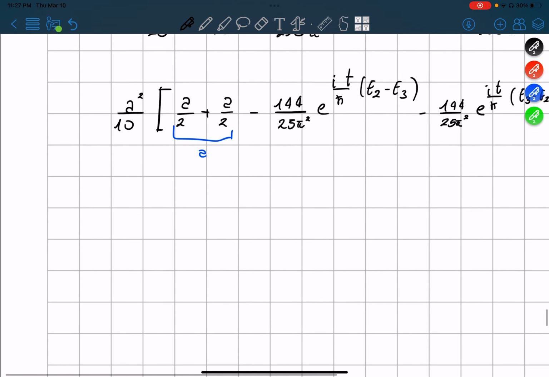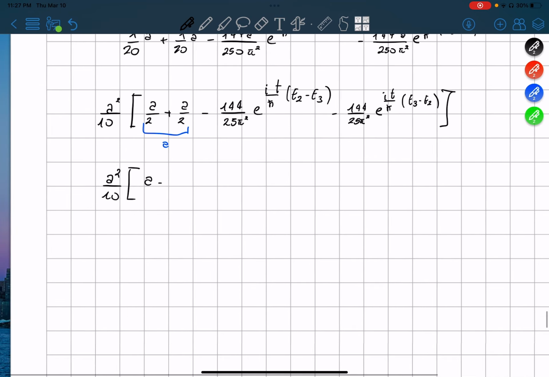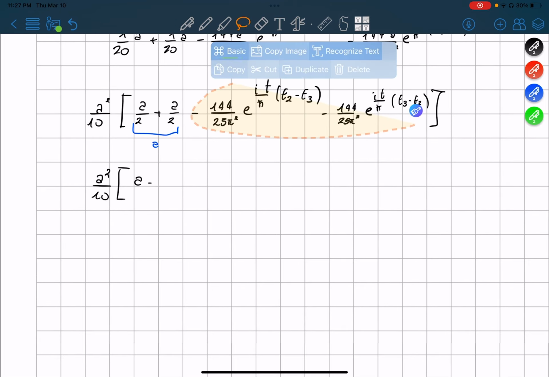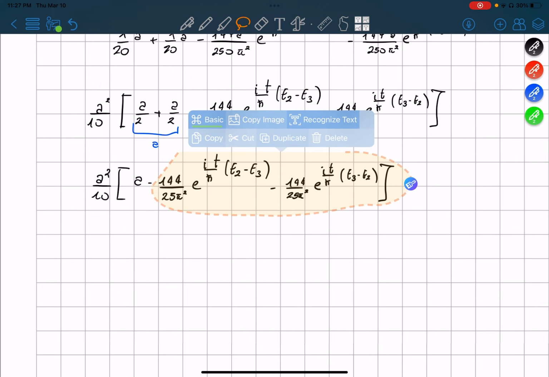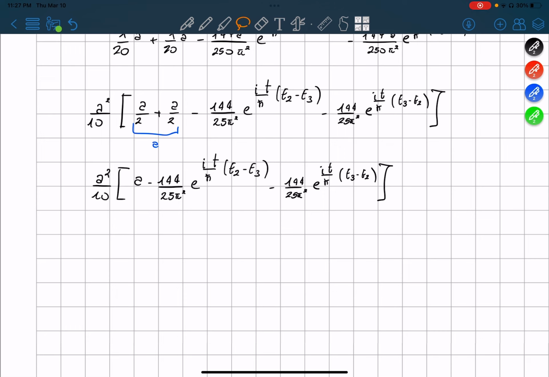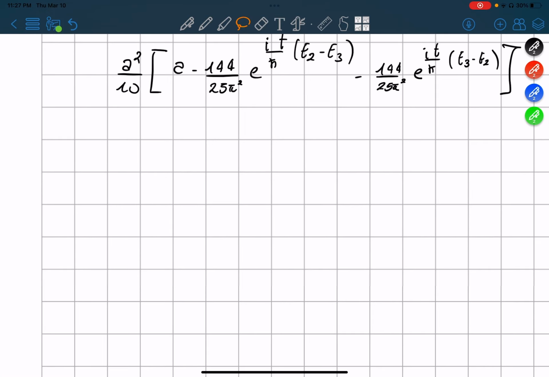So let me finish rewriting again. I'm gonna get a squared over 10, and then times a minus this. And that's not actually the final answer, because what we can do is a squared over 10 times a minus, and then I collect the 144 over 25 pi squared.